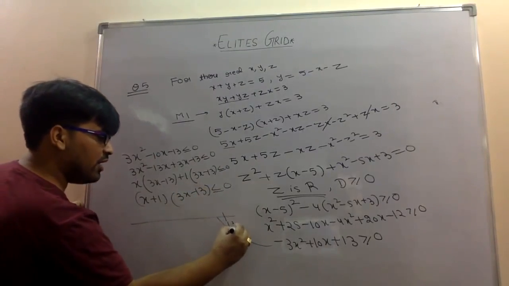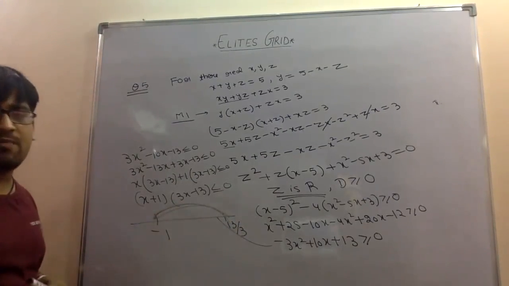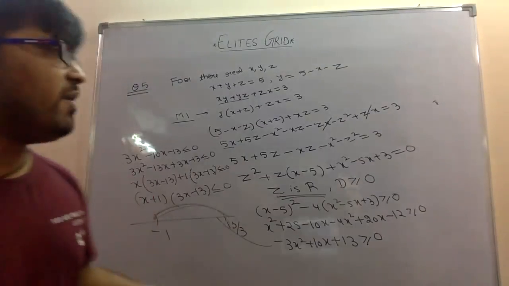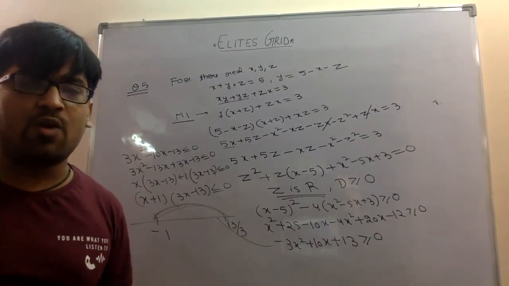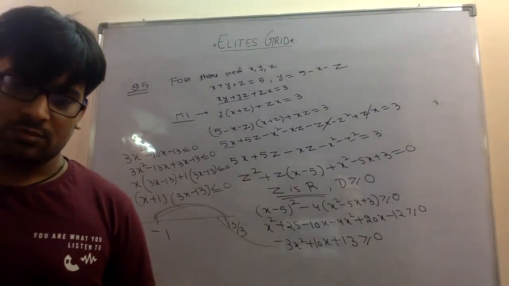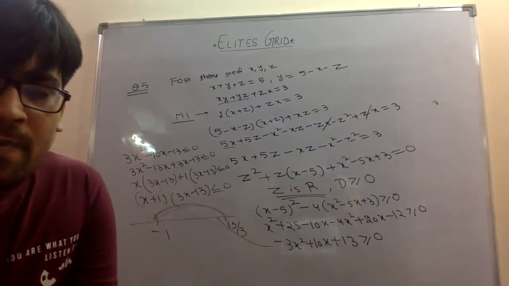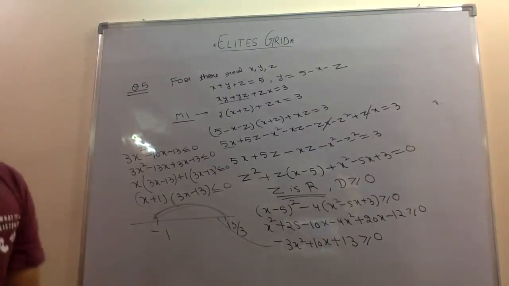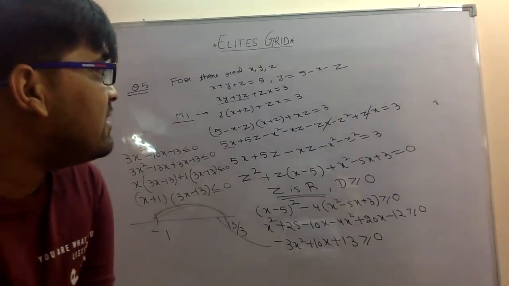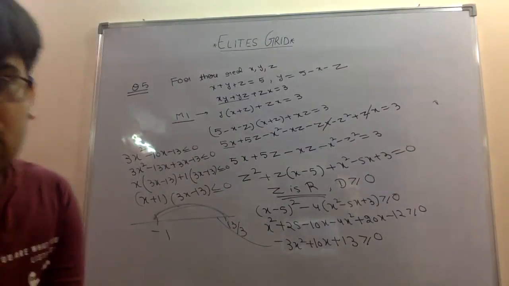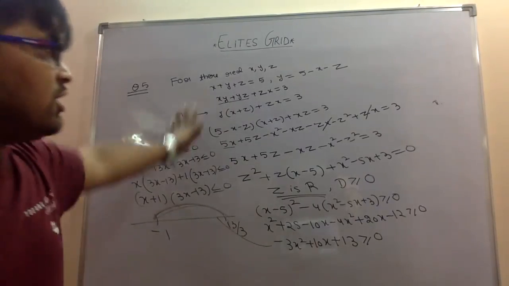So this will be 13/3 and this will be minus 1. So it will vary from 13/3 to minus 1. So what will be the maximum value of x? क्या होगी maximum value? That will be 13/3. And what will be the minimum value of x? x की मिनिमम वैल्यू कितनी आएगी? That will be minus 1. So in this way you can solve this type of question.